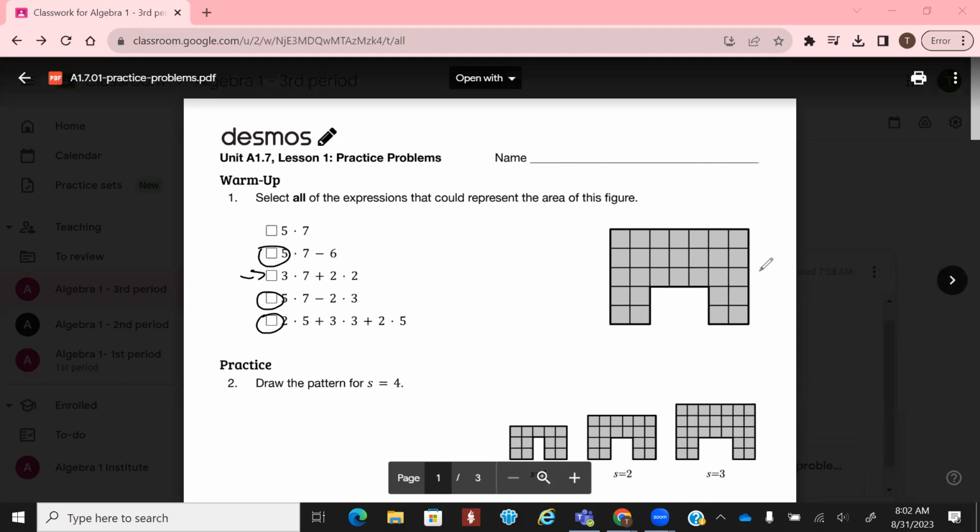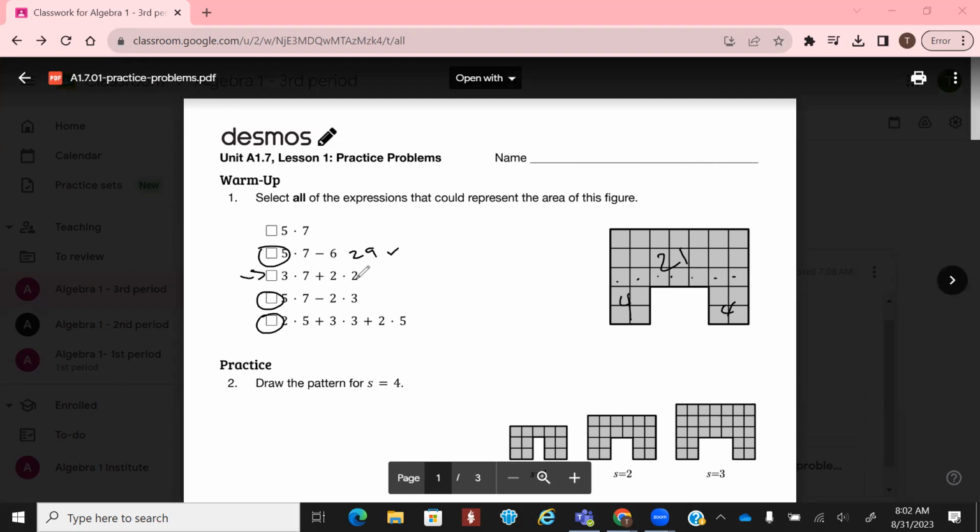Okay, so how many tiles are there in total? 29. 21 plus 4 plus 4. Yeah, 29. Okay, so there's 29 in total. So if I multiply this out, let's see if I can get 29. 5 times 7 is 35. 35 minus 6, that's 29. So that one works.